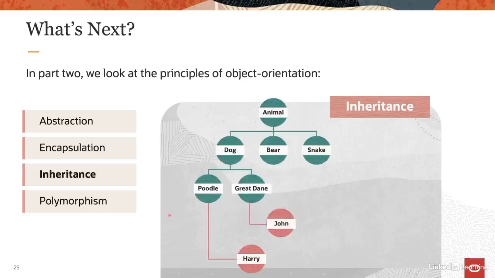We'll also look at inheritance. Inheritance is a property of object-oriented systems. Here, for example, we can see that dog is part of an inheritance hierarchy, inheriting attributes and behaviors potentially from an animal superclass. So all animals, for example, would have a name, and all animals can speak, although dogs, bears, and snakes may speak differently. And we can even see that dogs can actually be broken down into subclasses like Poodle and Great Dane.